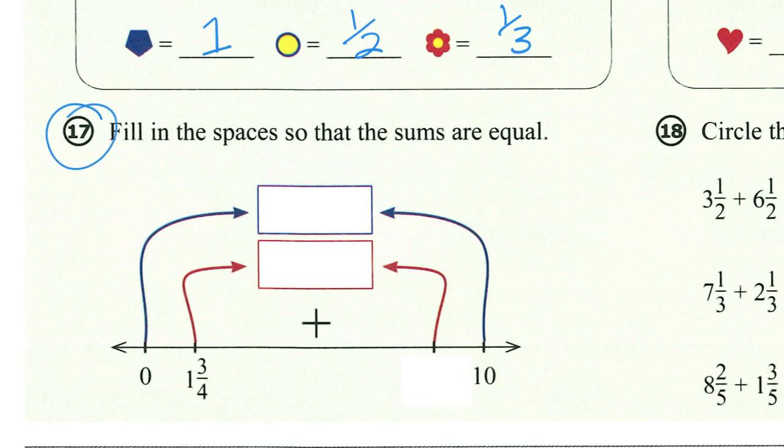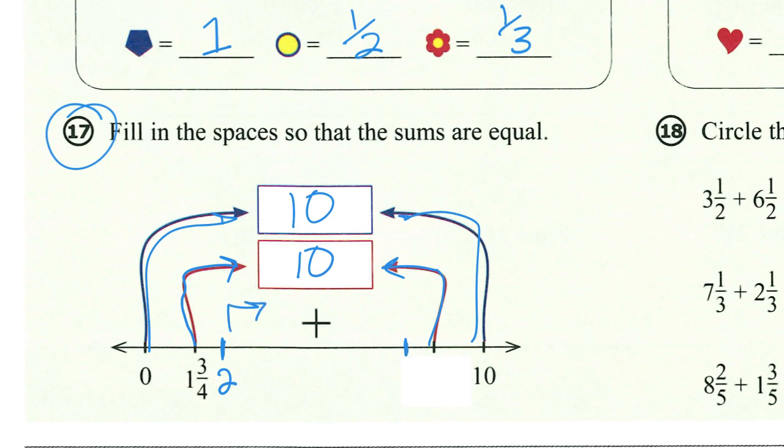In number 17, 0 plus 10 is going to be 10. And now I'm looking at 1 and 3/4 plus what gets me, I know it needs to be 10. So I'm going to think of something a little bit easier. I'm going to put in 2 here because that's really close to 1 and 3/4. Now 2 plus what gets me 10, that's going to be 8. So that's going to be right here.